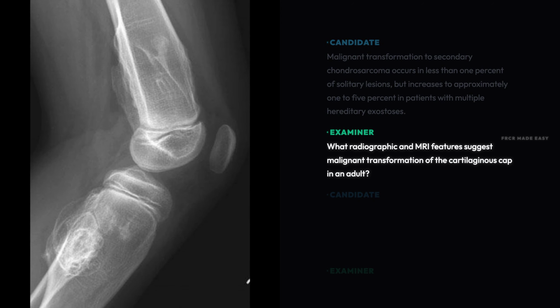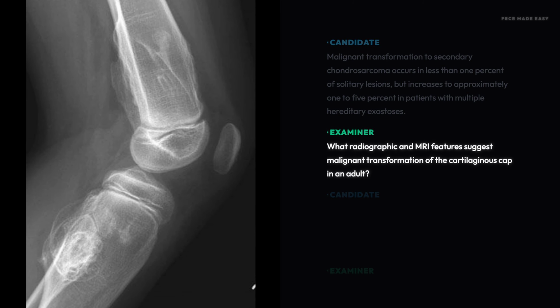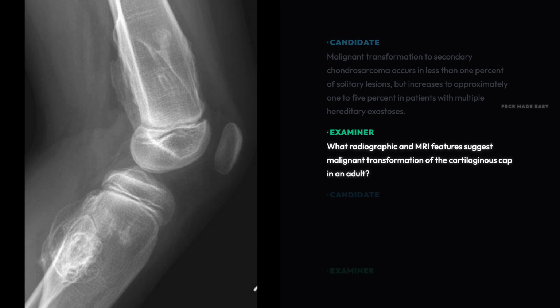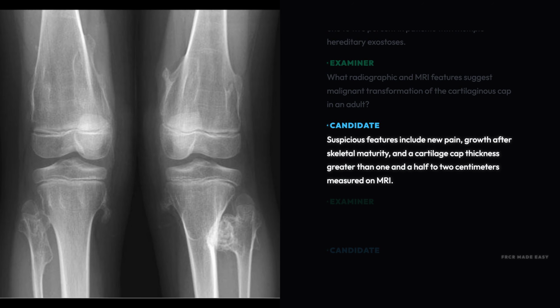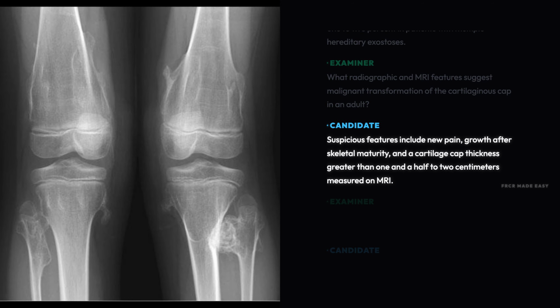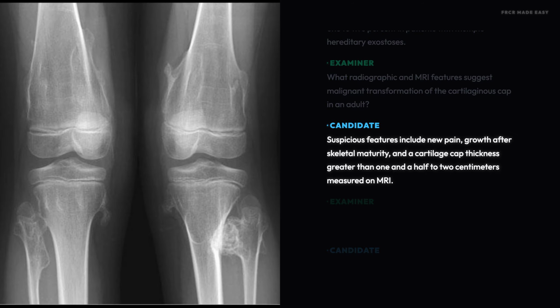What radiographic and magnetic resonance imaging features suggest malignant transformation of the cartilaginous cap in an adult? Suspicious features include new pain, growth after skeletal maturity, and a cartilage cap thickness greater than 1.5 to 2 centimeters measured on magnetic resonance imaging.